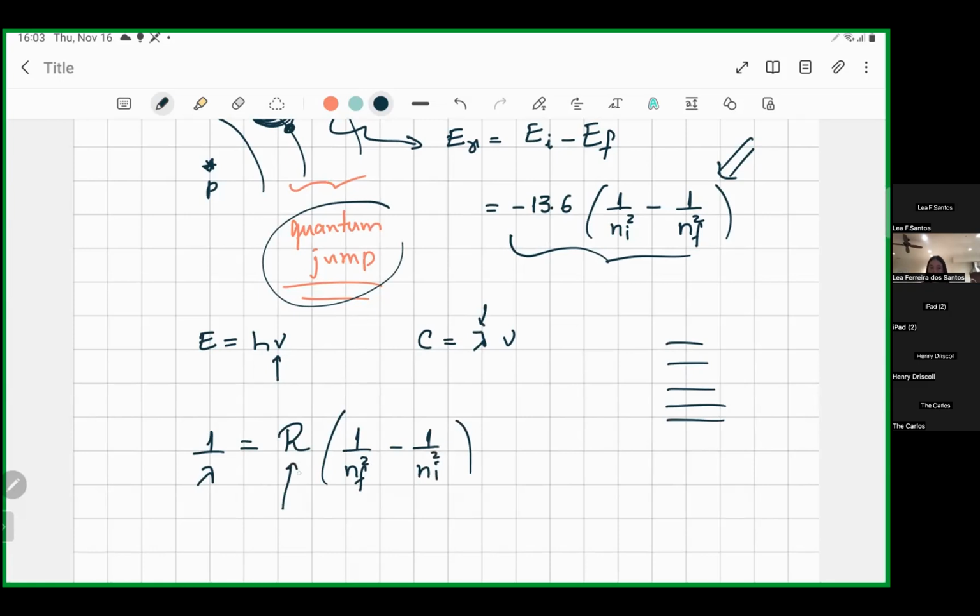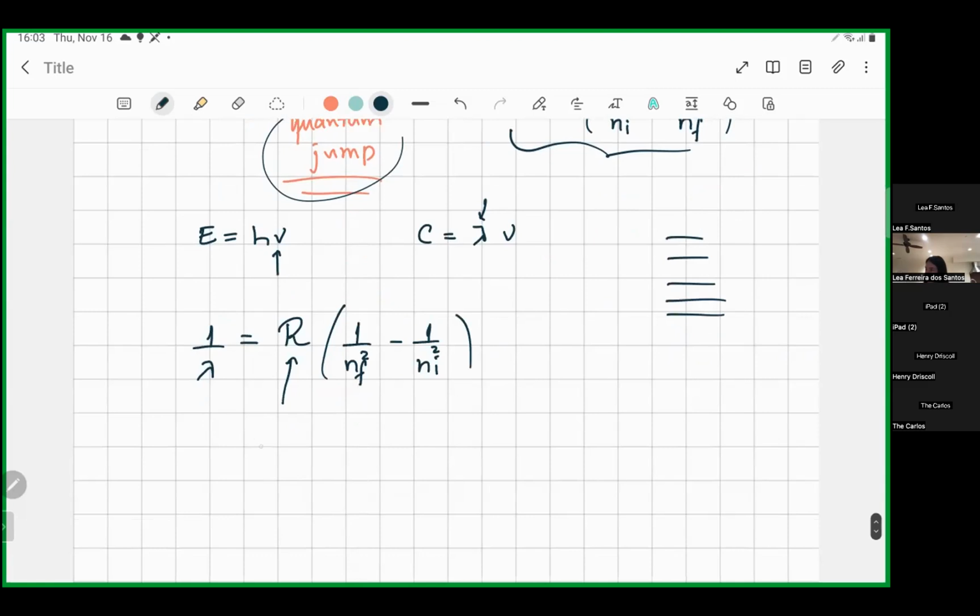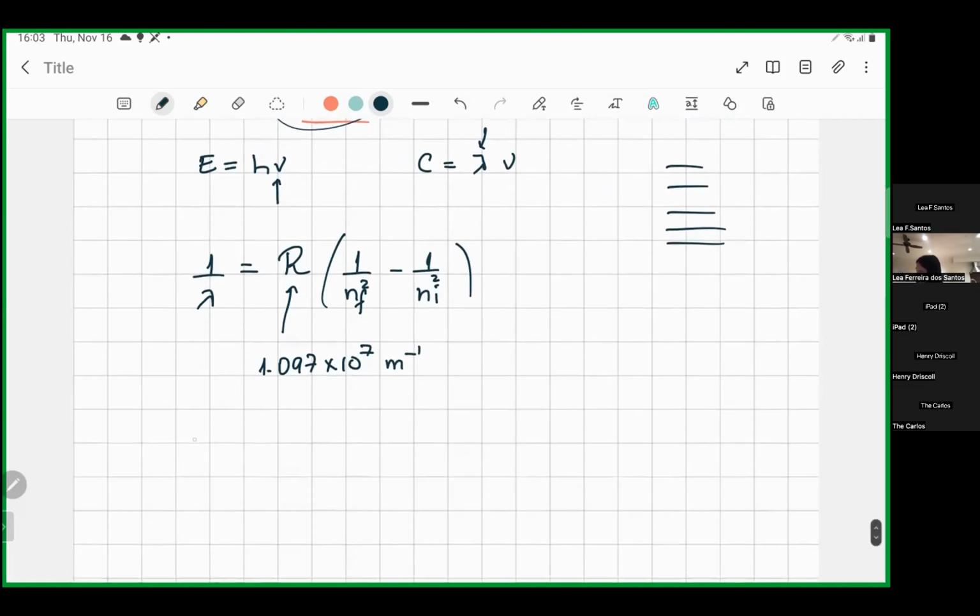What is this R? It is the constant that I gave to you in last class, the Rydberg constant, 1.097 times 10 to the 7, 1 over meter. When I wrote it to you last class, I wrote 1 over 2 squared minus 1 over n squared. What is this 2? It is the final state.